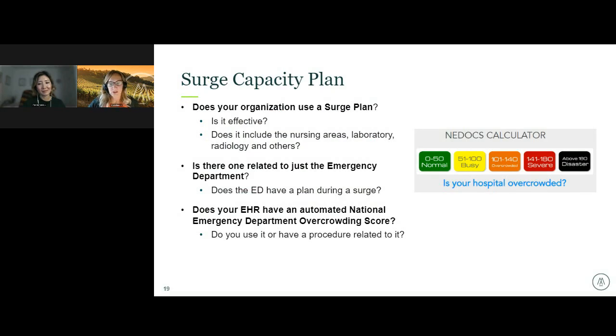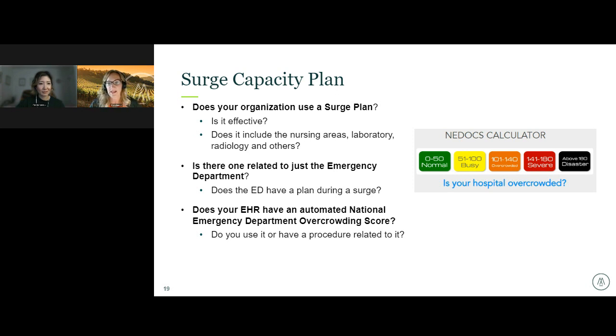An organizational surge plan really is put in place by an emergency department. You can use what's called a NEDOCS calculator, National Emergency Department Overcrowding Score. You can do this manually, or perhaps your EMR, your EHR comes up with this calculation. But if your emergency department is at capacity, you have critical patients, et cetera, the entire organization can go into their surge capacity plan procedure.